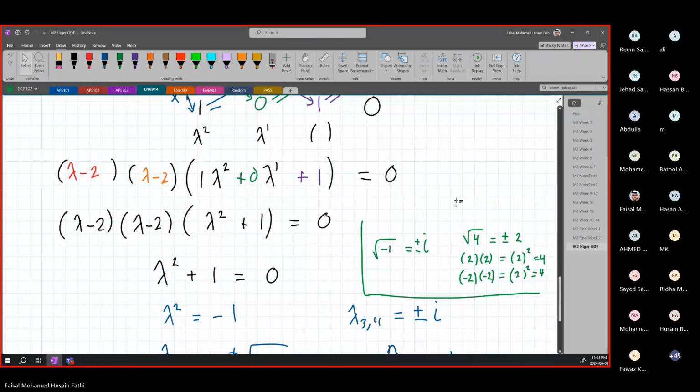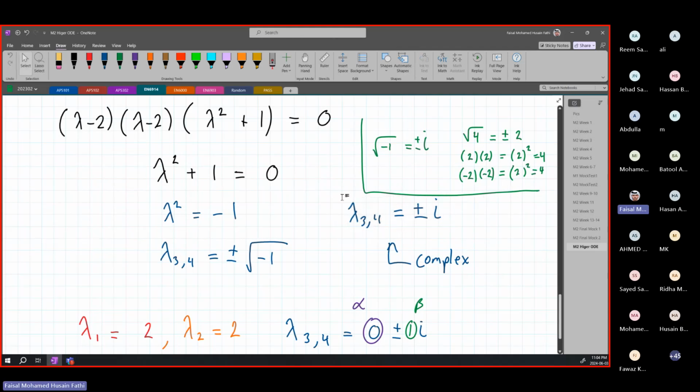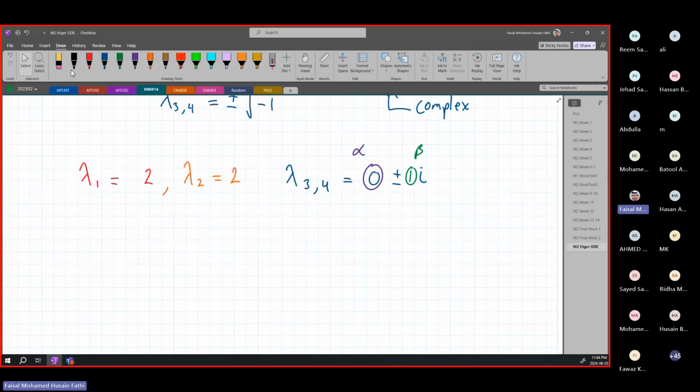This is case 3, where we have another complex set. For example, if lambda 1 and 2 were complex, then we would have two complex sets and we would use case 3 and case 4. In this case we don't have anything, it's just a normal case 3. Okay, good, let's continue. We'll solve more examples until you get the point. Don't worry. So lambda 1 is equal to 2, lambda 2 is equal to 2, and lambda 3, 4 is equal to plus and minus i.